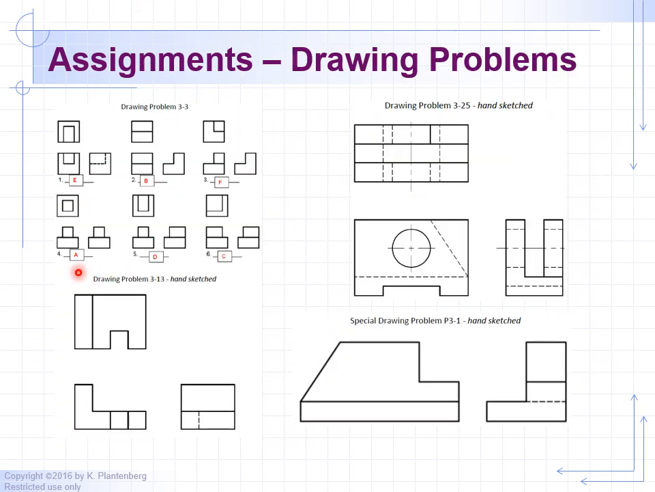Then in terms of the drawing problems, you're given a series of 3D objects and asked what the views are. You've got to match them up. You can then do drawing problem 3-25. That could be hand sketched. Here's another drawing problem. Here's special drawing problem 3-1. That could also be hand sketched. Notice in this case, you only have 2 views. You could always do a third view, but you can get away with only 2 views here. So these are the problems that are associated with Unit 3 that need to be handed in.